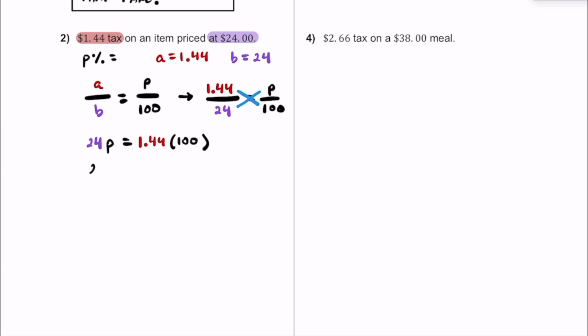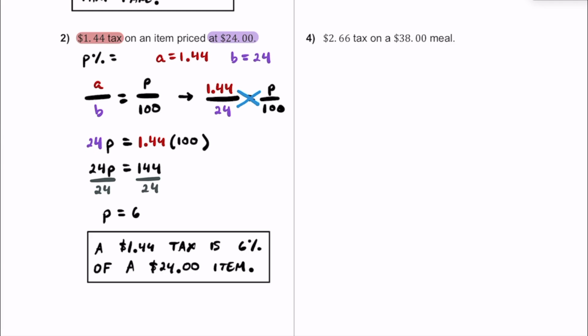We can go ahead and simplify this a bit and say 24P is equal to, and this would just be 144. Then we can use the division property of equality and divide both sides by 24. We can see here that it would just be 1P, or using the identity property, P is going to be equal to 144 divided by 24, which I think is exactly 6 here. All right, so for this one we don't have to do any rounding. So we can say $1.44 tax would be a 6% tax on a $24 item.